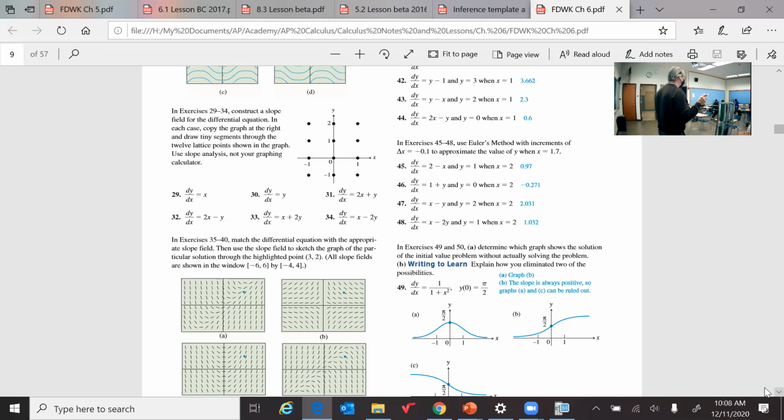Now this problem's different than what was on the PowerPoint, because the derivative depends upon both x and y. So the coordinates are 2 to the right, up 1. 2 times 2 is 4, plus 1 is 5. It means the slope is 5. You draw a line segment through there, approximately 5.